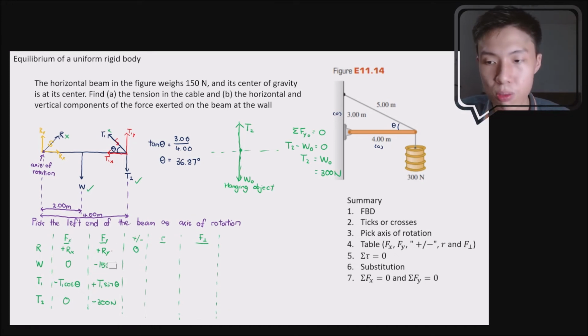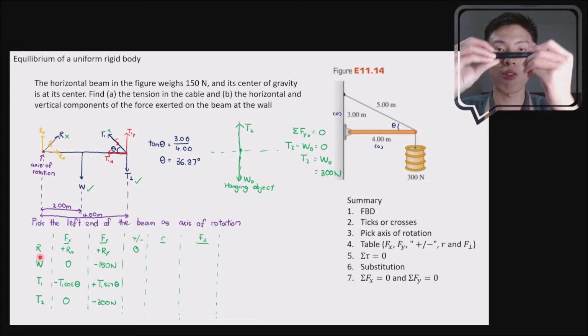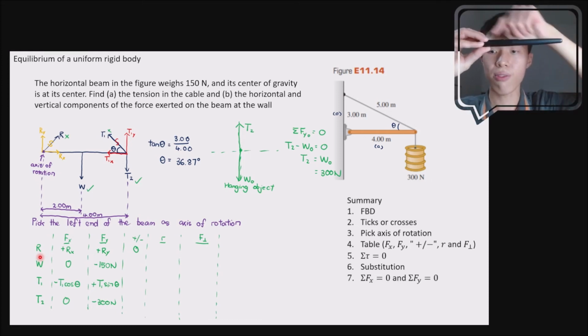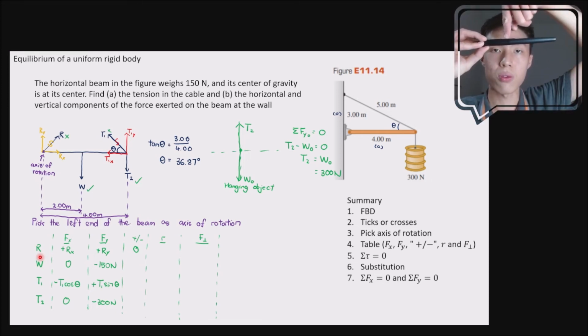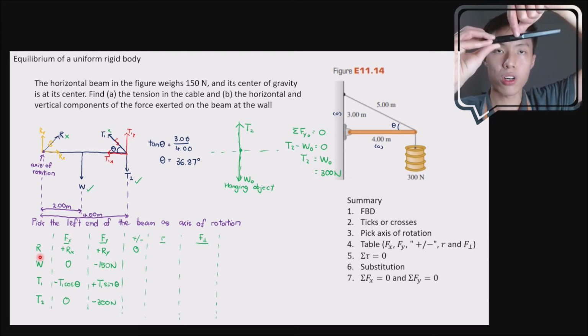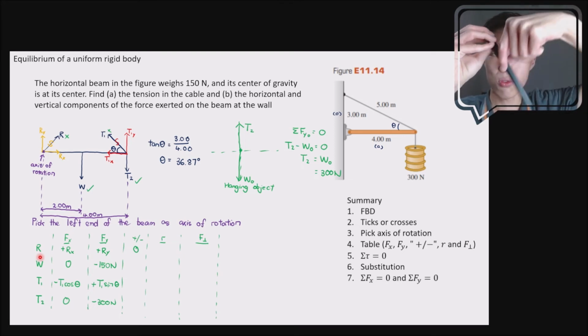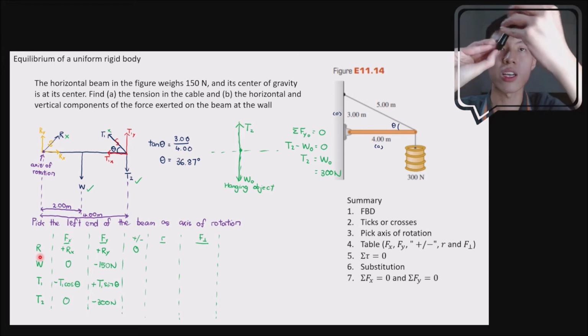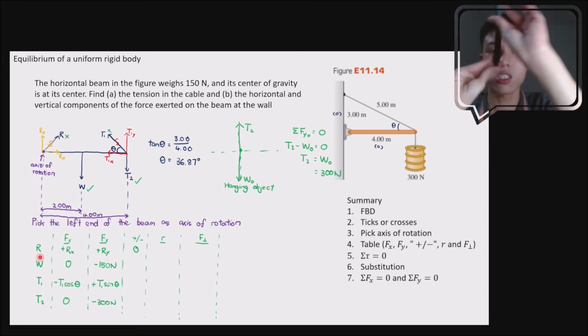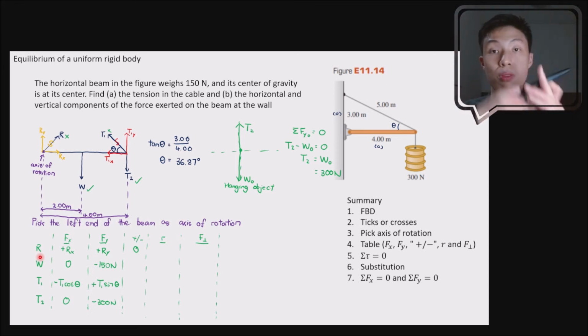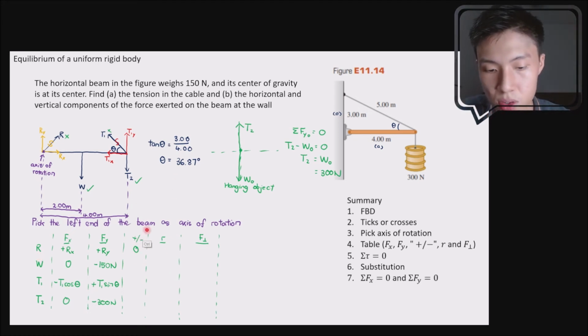Okay, next we move on to the weight. For weight, the weight is pointing downwards. So if your beam is pivoted at the left end and you have a force pointing downwards, it will cause the object to rotate this way. So rotate this way, it's clockwise. So clockwise should be a negative torque. So this should be a negative torque.